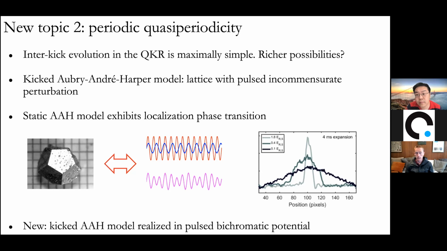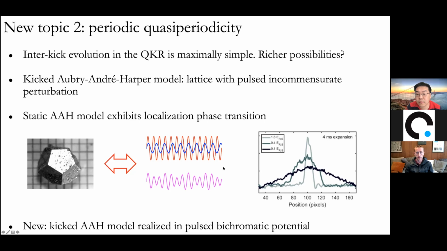So what we imagine here is a lattice, ordinary lattice that's on all the time, but it has a pulsed perturbation, which is incommensurate with the lattice itself. So the static version of this Aubry-Andre-Harper model, which is sort of a one-dimensional model of the integer quantum Hall effect, exhibits a well-known localization phase transition. And this also can be considered as a one-dimensional version of a quasi-crystal. So this picture on the left is a picture of a quasi-crystal, as you can tell from the 5-fold symmetry.